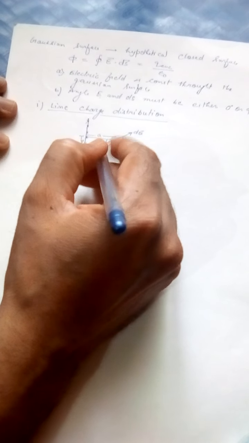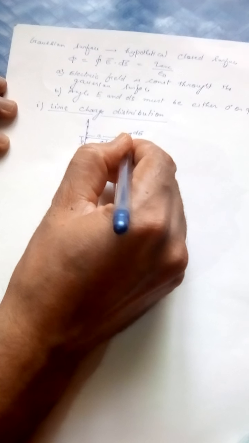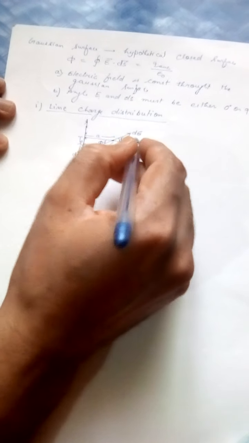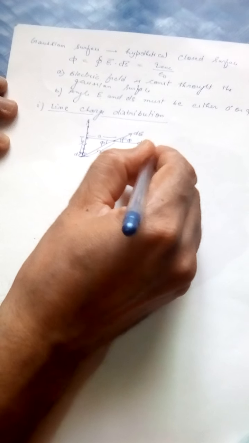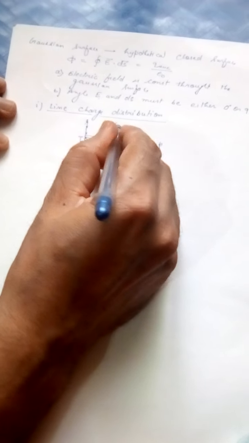Suppose this is phi, so this will be also phi. dE has two components, dE cos phi in this direction and dE sin phi.